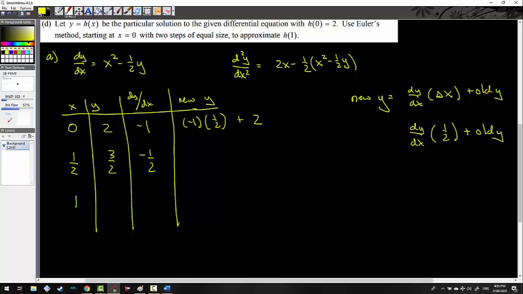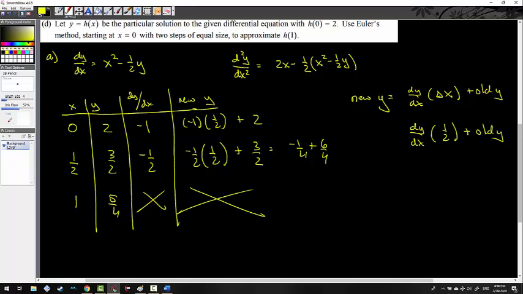And then new y would be dy/dx, which is negative 1/2, times delta x, which is 1/2, plus old y, which is going to be 3/2. So that's going to be negative 1/4 plus 6/4, and you end up with 5/4. Please don't do anything here. This is nothing. You don't do this. 5/4 is your answer, which means h of 1 is approximately 5/4.